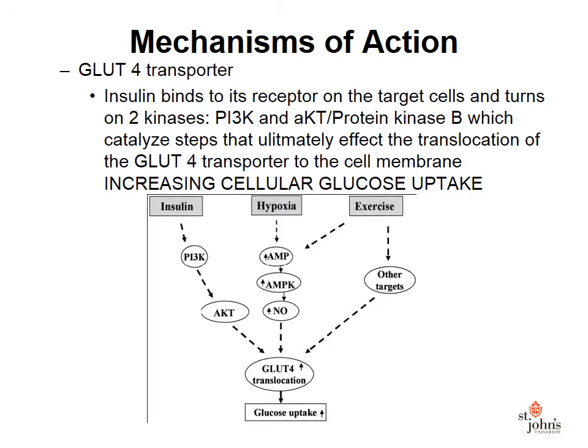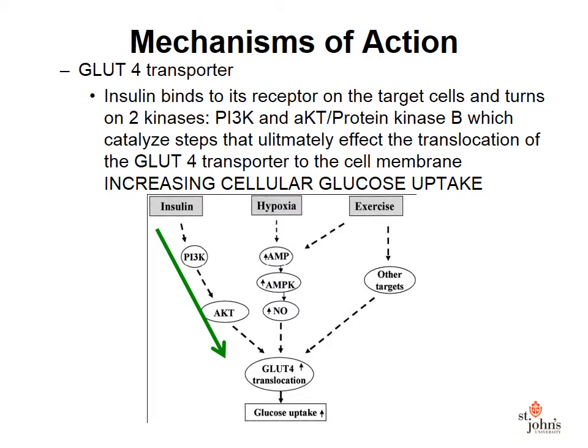Continuing on the discussion here of GLUT4 transporters and insulin, this diagram shows you a summary of other factors that can increase GLUT4 translocation to the target cell surface. We've talked about insulin and its ability to stimulate the translocation of the glucose transporter 4 to the surface of the cell and allow glucose uptake to occur to a higher degree to clear more sugar out of the blood.